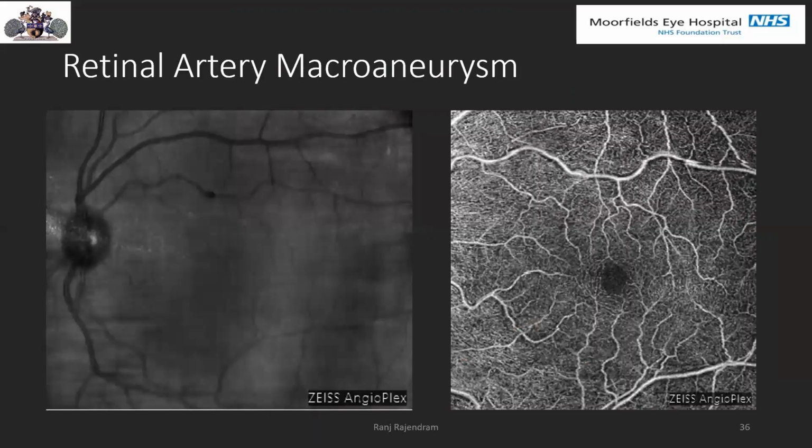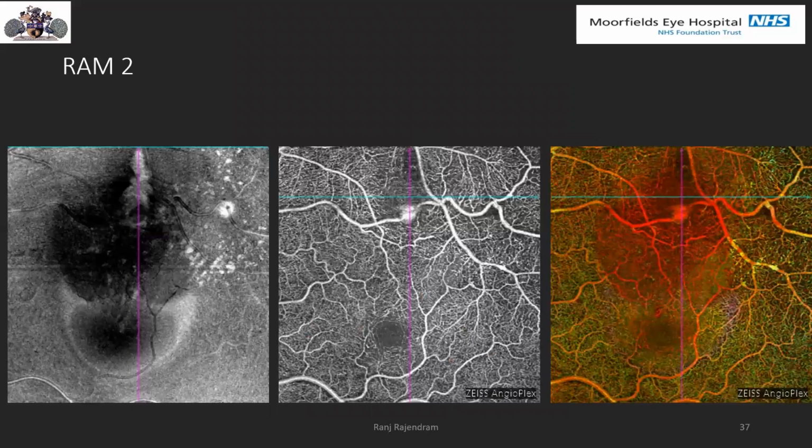Next case is a retinal artery macroaneurysm. You can see it on the FAF and on the angio-CT there. And if we look on the left side of the screen, the structural OCT shows us that there's some fluid there. The angio-CT shows us the aneurysm, and the depth encoded image also shows us that.